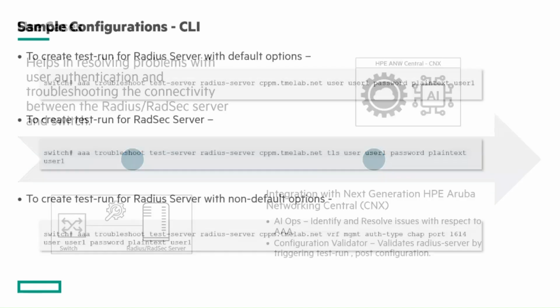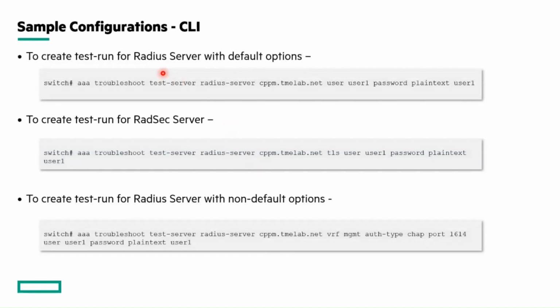So let's see the sample configurations here. The first one is creating a test run for the UDP RADIUS server. I'm using the default options here: AAA troubleshoot test server, the RADIUS server option, then the FQDN, and the credentials for the test run. In case of a RadSec server, we'll be using the TLS option.